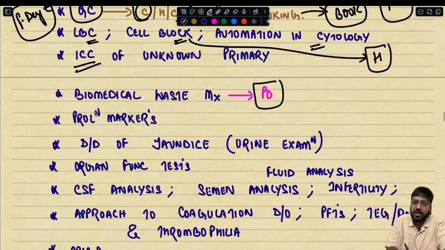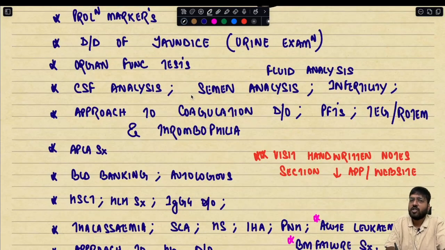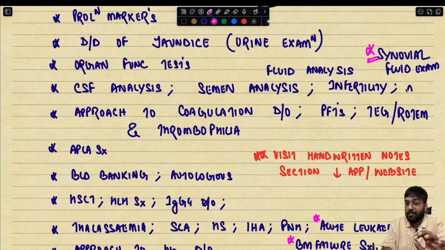Then the proliferation markers, differential diagnosis of jaundice, the urine examination, organ function test, okay, CSF analysis, okay, semen analysis, any fluid analysis, infertility, okay, all these are important. One more thing that I would like to add this year is synovial fluid examination. This is an addition for this year, okay, that is your synovial fluid examination is an important addition for this year.